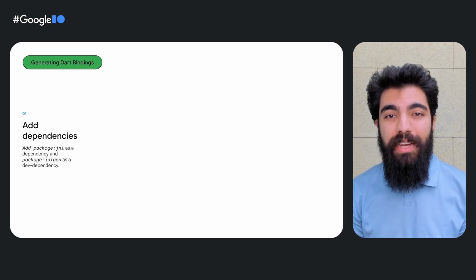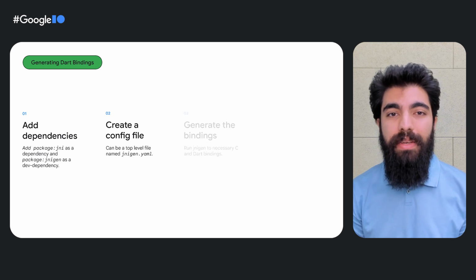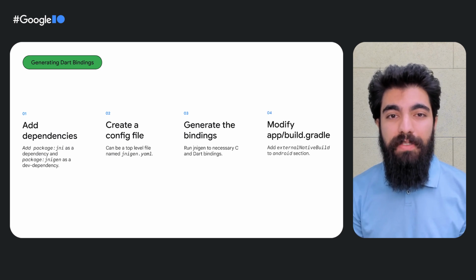To generate Dart bindings for a given Java class, we need to take four steps. One, add JNI and JNIGen dependencies. Two, create a top-level jnigen.yaml config file. Three, run JNIGen to generate the bindings. And four, add external native builds to app/build.gradle. So let me show you how that's done in code.